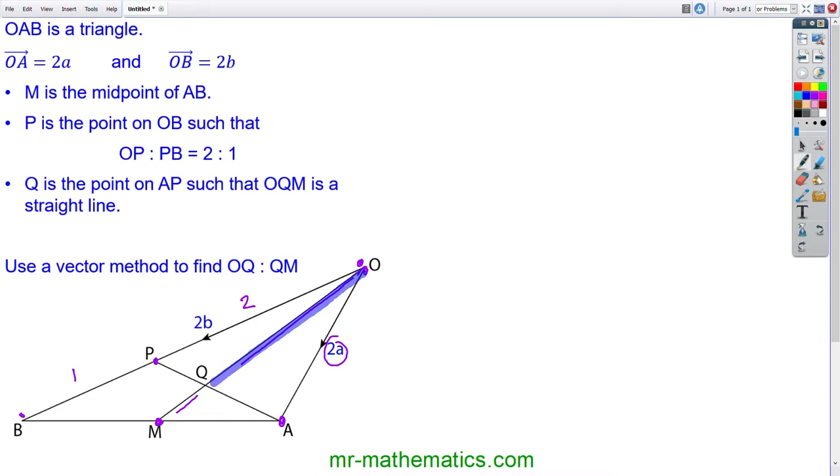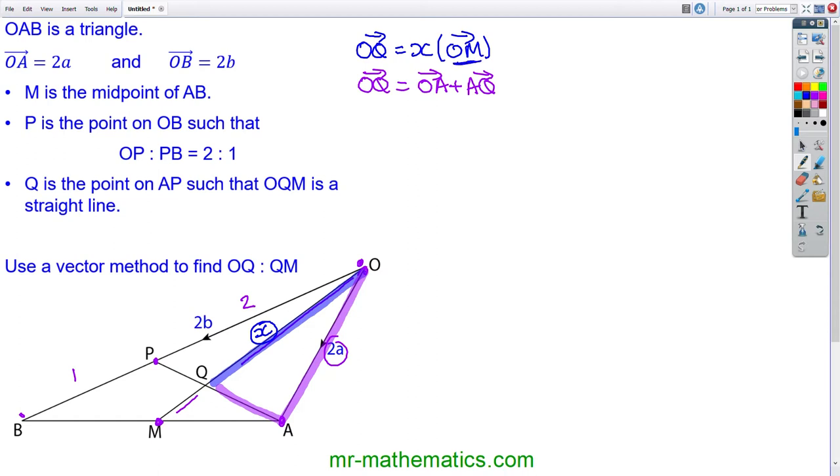line O to M. So O to Q is a proportion, which I'll call x, of the line O to M. But we can also see that O to Q can be written as O to A and then A to Q. So by equating these two routes from O to Q, I'll be able to work out the proportion of the line O to M that is O to Q. So I'm going to be able to work out x. So I'll begin by working out this O to M here.